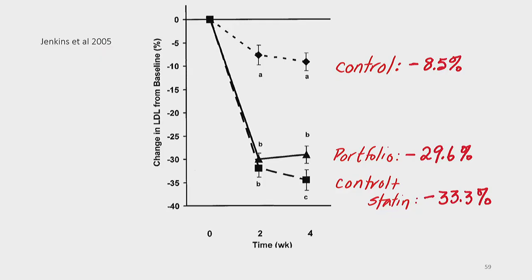In the early clinical trial that he did, they had 3 groups of individuals. One of them was the control group, who were only recommended to eat low saturated fatty acid. After 4 weeks, that group decreased their LDL level by 8.5%, while after 4 weeks of following the portfolio diet, the LDL cholesterol decreased by almost 30%, which is very similar to the group who took medicine to decrease LDL cholesterol.